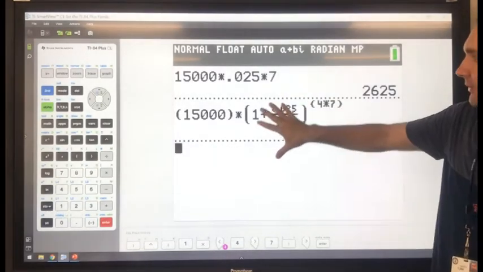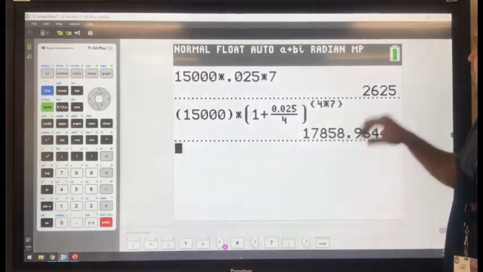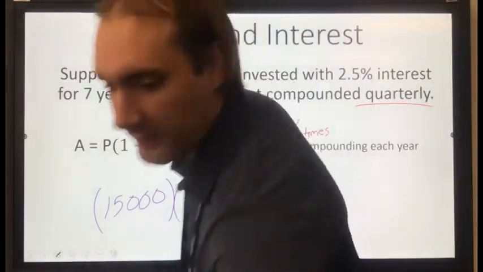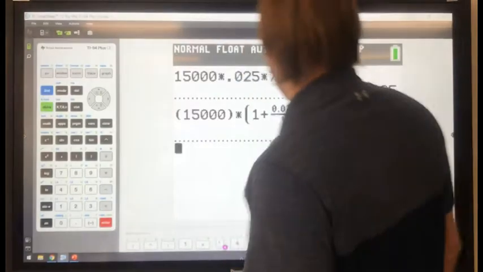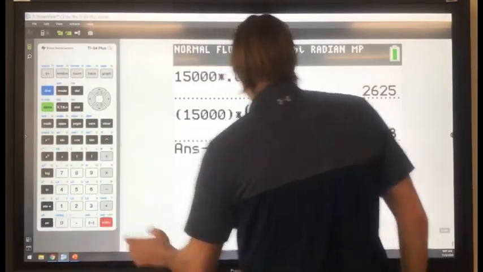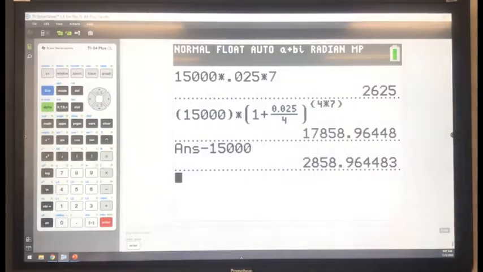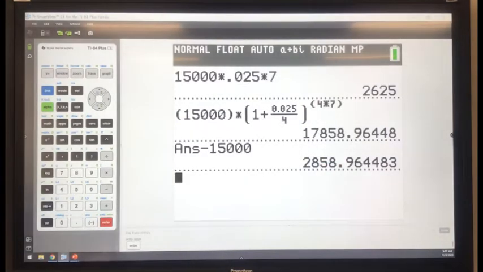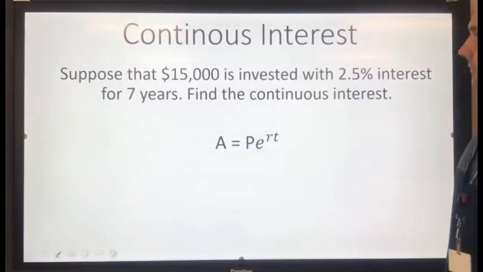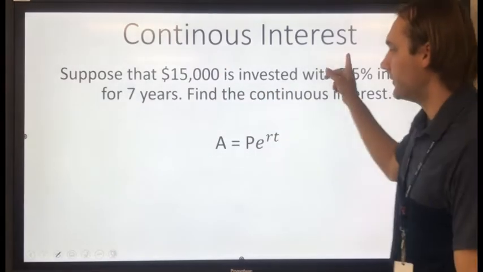So you need to take the number after you do that formula and subtract it from your principal, so 15,000. So subtract this from 15,000. Gives me how much interest I earned. I earned $2,858.96.